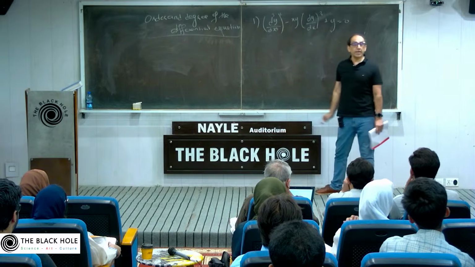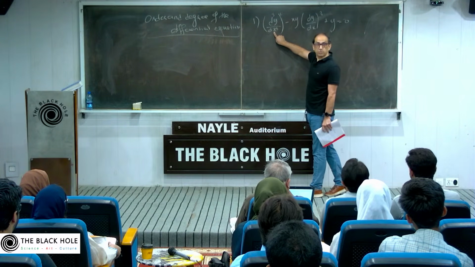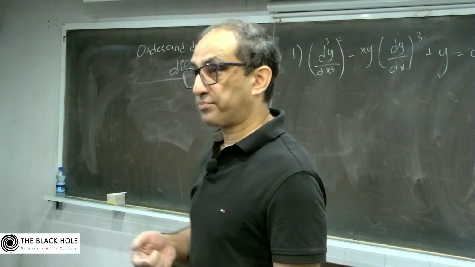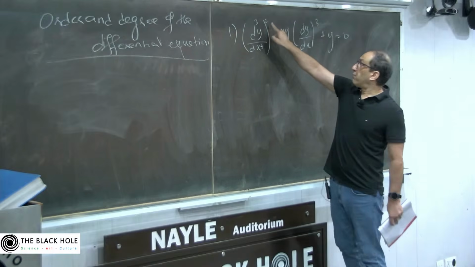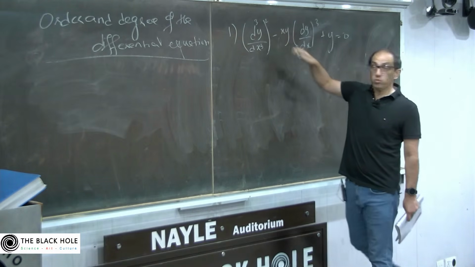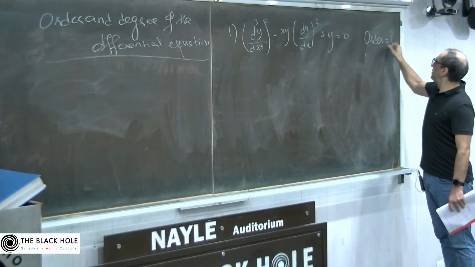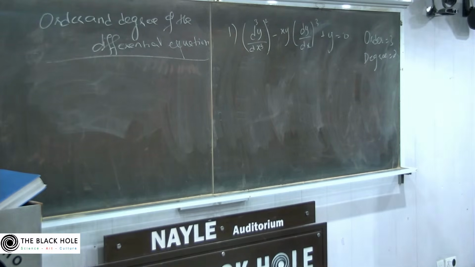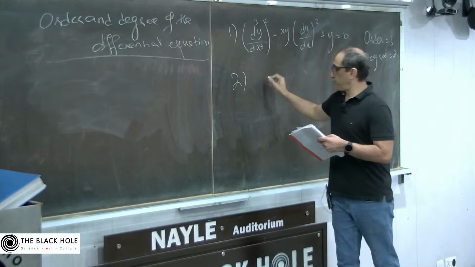So the highest order is the highest order term, and as you can see, this is the third order, okay? And the degree is determined by the degree of the highest order term. So which one is the highest order term over here? This one. And what is the power over here? 2. So this is order 3, degree 2. Now, tell me what would be the case here.